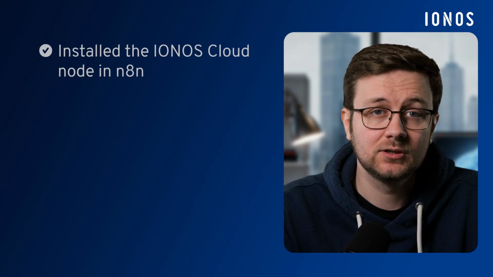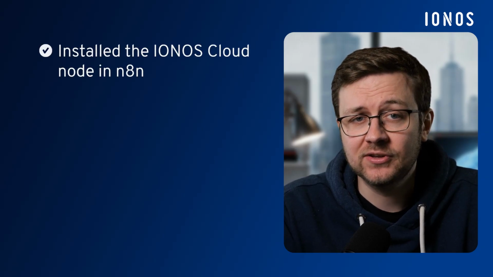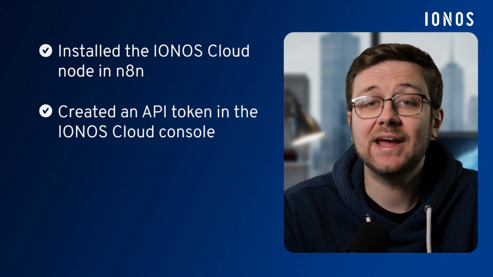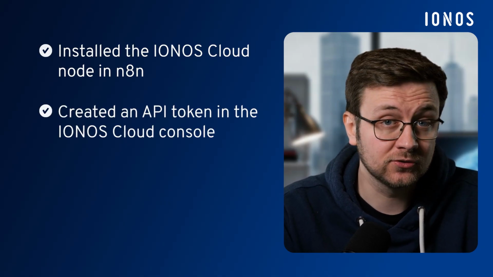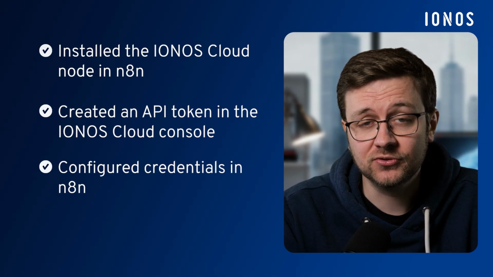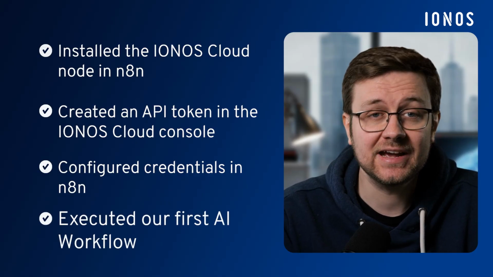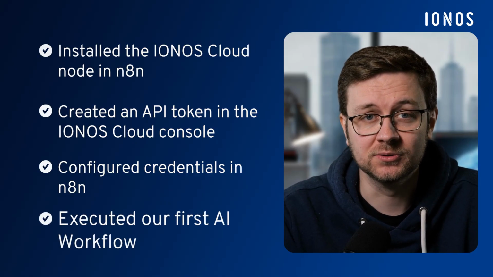So let's recap what we did. We installed the Ionos Cloud nodes in n8n, created an API token in the Ionos Cloud console, configured credentials in n8n, and successfully executed our first AI workflow. Now, after doing all that, you're ready to build real automation workflows, from infrastructure tasks to DNS updates and AI workflows using the AI Model Hub.